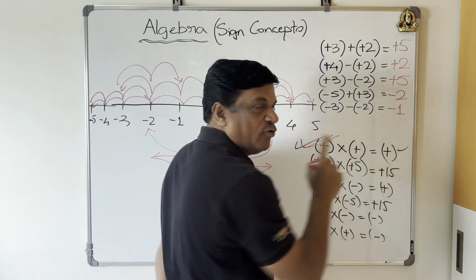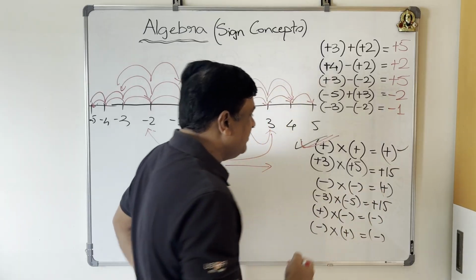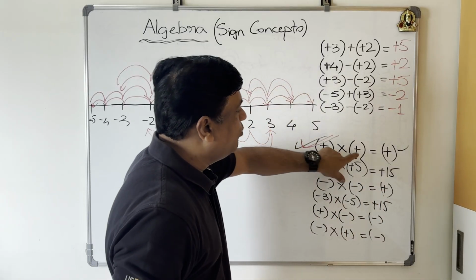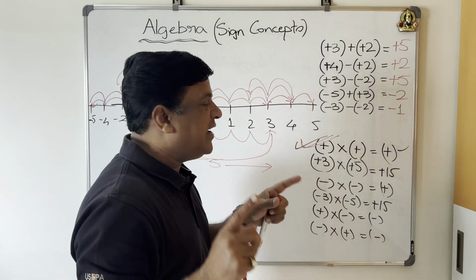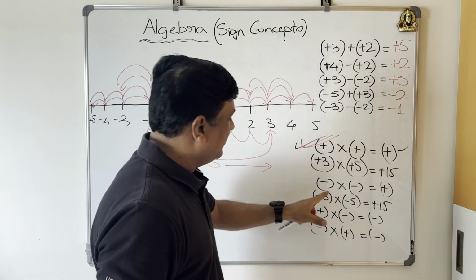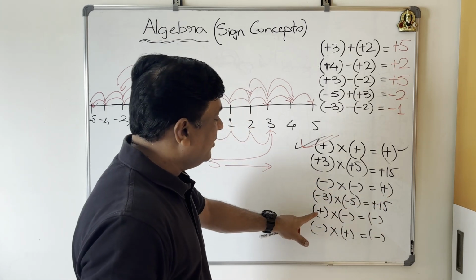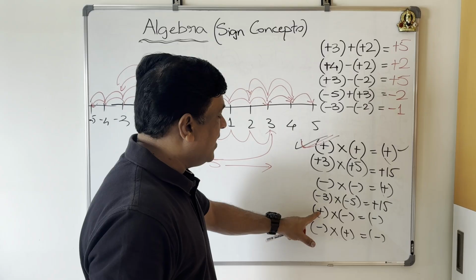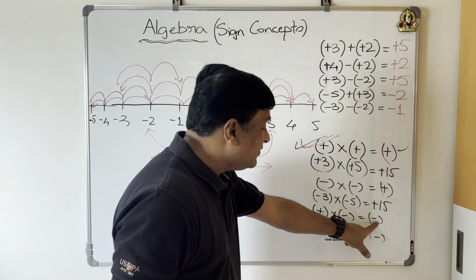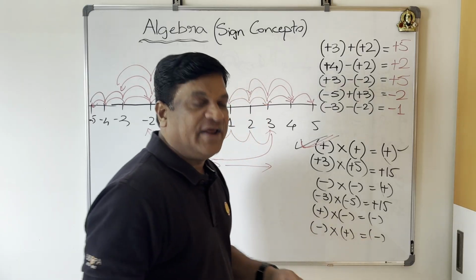Plus into plus is always plus, minus into minus is always plus, means what's the general rule? When you multiply 2 signs which are the same, you'll always get a positive. Similarly, when you multiply negative into negative, you'll always get a positive. And when you multiply a positive into a negative, you always get a negative. And when you multiply a negative into positive, you'll always get a negative.